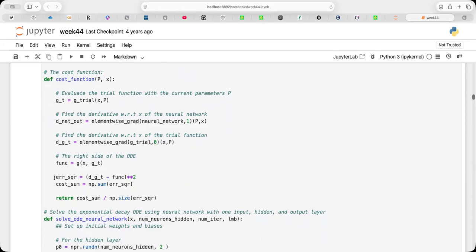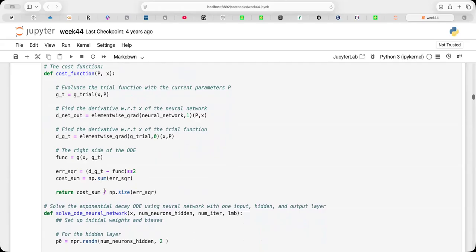So what you see here is my cost function. And then I divide it by the number of samples which I have, and it simply returns a cost function here. So that's pretty straightforward to set up. And if you're using automatic differentiation, the only thing you need to set up is the right-hand side of the differential equation and the ansatz for the function.